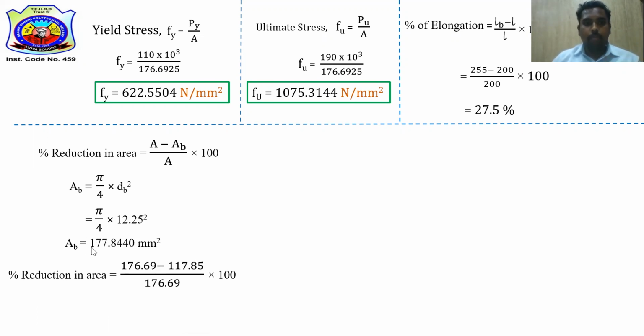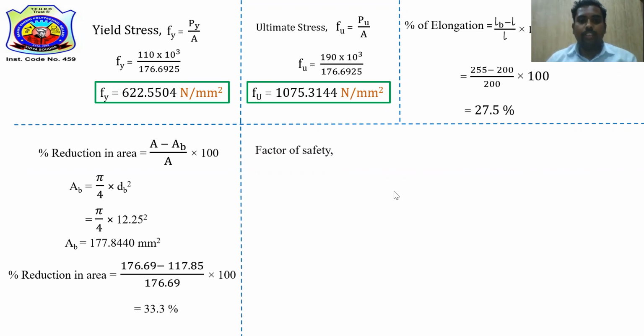Once I get the value of Ab, I need to substitute back in the formula for reduction in area. On substitution, the formula becomes reduction in area equals 176.69, which is the original area from the previous slide, minus Ab, which we have just calculated, divided by the original area, into 100. So the answer is 33.3%. That means 33.3% of the area has reduced on application of this kind of load.